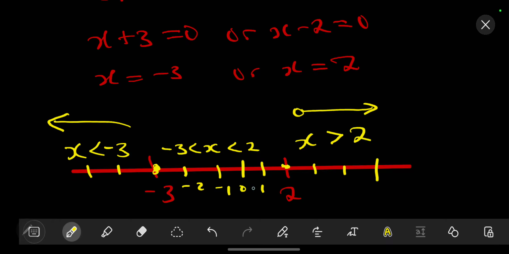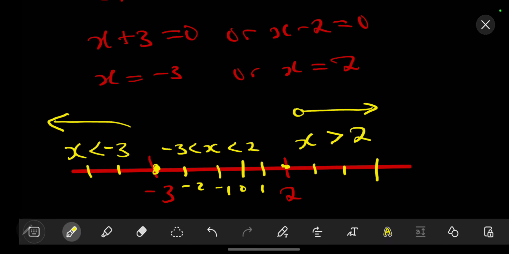So now, what can you say? Firstly, all the values that are in between -3 and 2 are greater than -3. So you can say -3 is less than x. All these values, -2, -1, are greater than -3. But at the same time, all these values are less than 2. So this is how we come up with that interval.